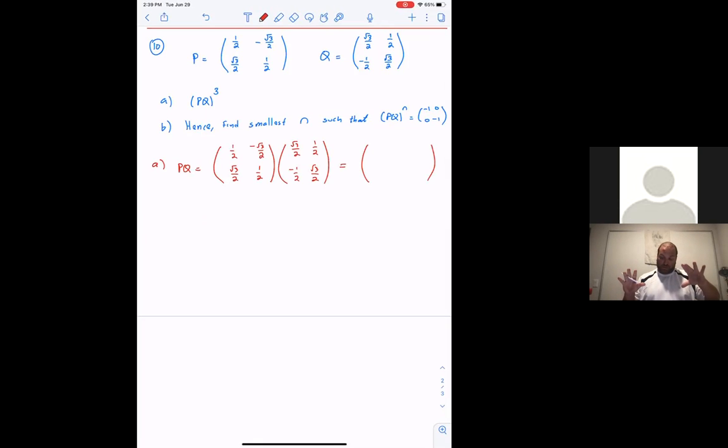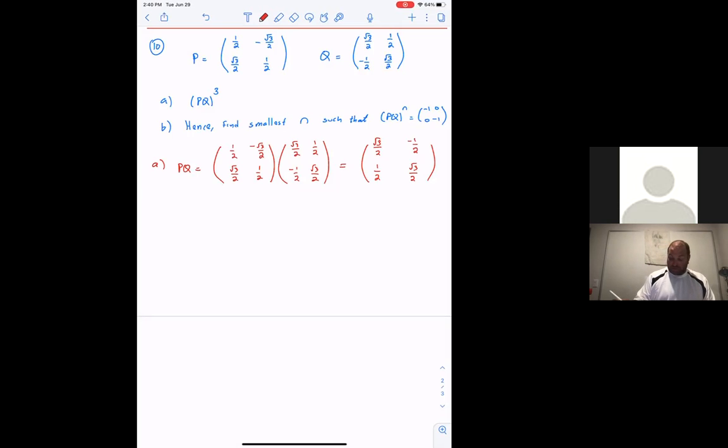First one is root 3 over 4 plus another root 3 over 4, which gives me root 3 over 2. Next one is 1 over 4 minus 3 over 4, negative 2 over 4, that's negative 1/2. Next is 3/4 minus 1/4, 2/4, which is positive 1/2. And the last one is root 3 over 4 plus root 3 over 4, which is root 3 over 2. So that's what PQ is.